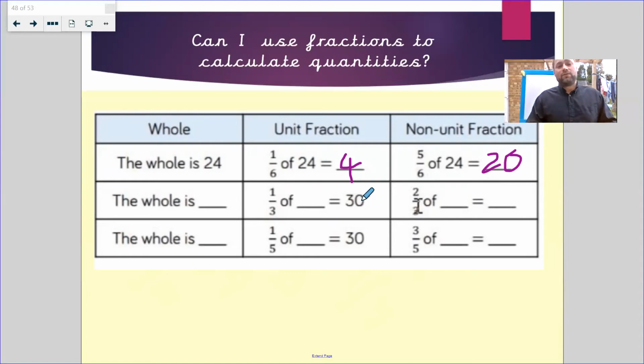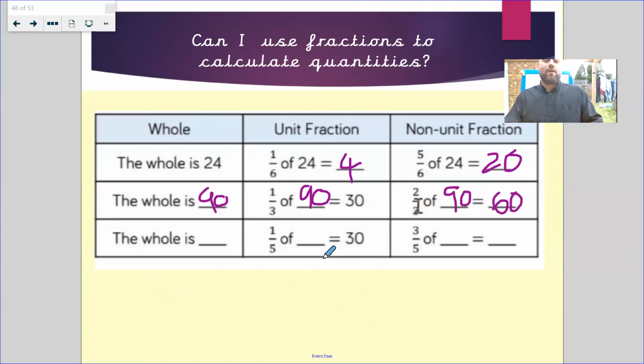You're right. If you said 90, you are exactly correct. So 1/3 of 90 is equal to 30. So our whole is 90. Now we know that 1/3 of 90 is equal to 30. 2/3, there should be a third there. 2/3 of 90 is going to equal 60.